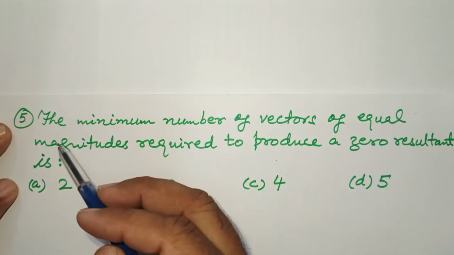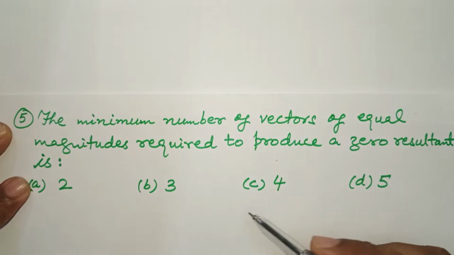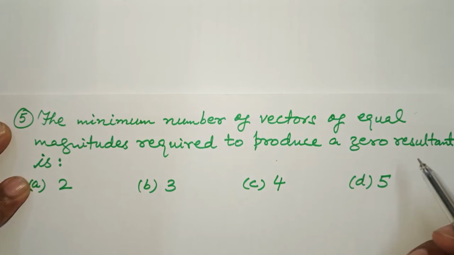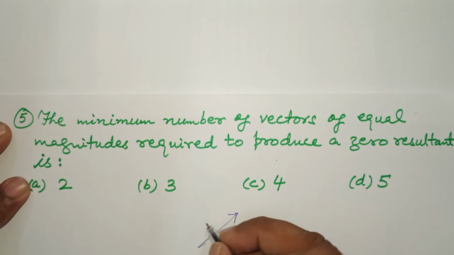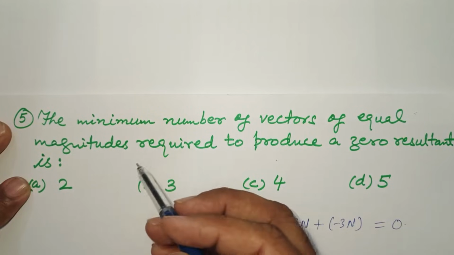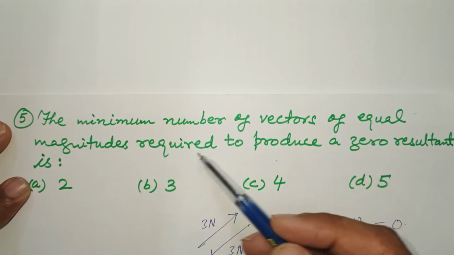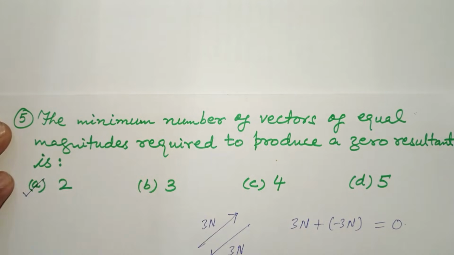The next one is the minimum number of vectors of equal magnitudes required to produce a zero resultant. Now it's very simple, very tricky. There isn't any need to solve it out. But we can make two vectors like this and this. Say this represents 3 Newton and this represents 3 Newton, both acting in opposite direction. So the result will be 0. 3 Newton plus minus 3 Newton, so the result will be 0. So the minimum number of vectors of equal magnitude required to produce a zero resultant is 2. This is the correct option.